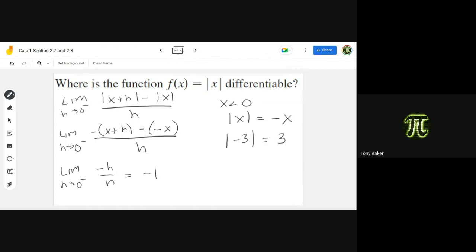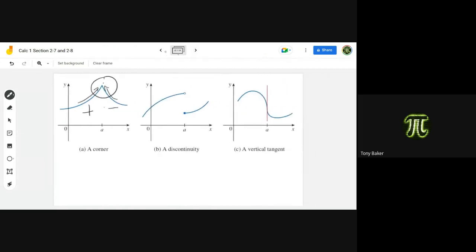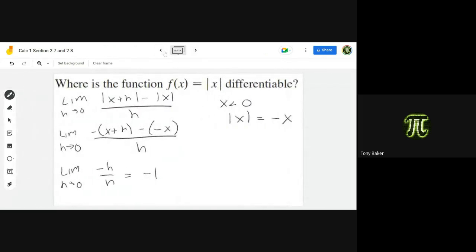Right? So I know that if my x is going to be less than 0, I know that the absolute value of x is going to be equal to negative x, whatever x happens to be. Okay? So basically, I'm looking at it coming from the negative, the left side. Now, if I look at the exact same thing, except I'm looking at it from the other side.